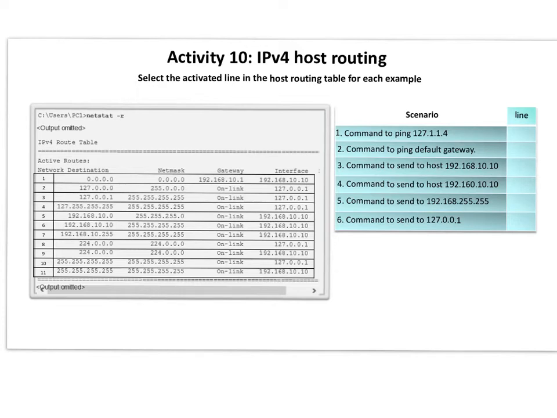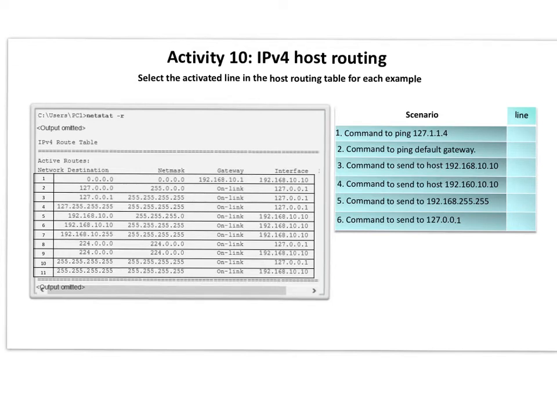But the part about IP version 6 is just to introduce it to the students, but really to perform routing or subnetting or something like this, it's much more complicated than IP version 4.